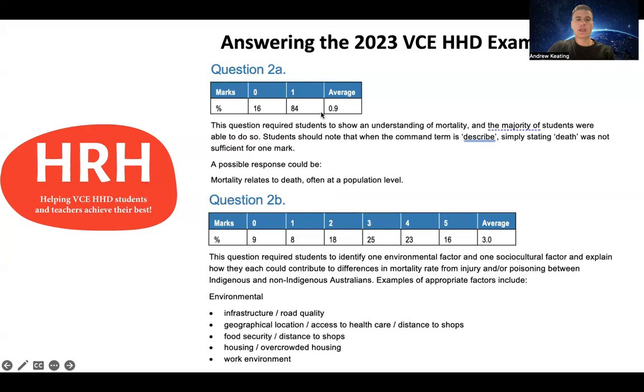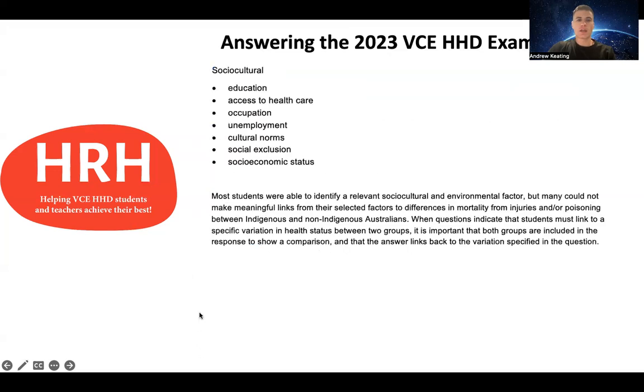You can see here, in relation to that description of mortality, that the overwhelming majority of students were able to achieve a mark for that, so that's quite good. But when it comes to 2B, only around 16% of students were able to achieve 5 marks. They gave you some examples of different environmental factors and also sociocultural factors that you might have identified in your answer. And then they went on to say that most students were able to do the identify aspect, but many could not make meaningful links from their selected factors to the differences in mortality for injuries and or poisonings between Indigenous and non-Indigenous Australians.